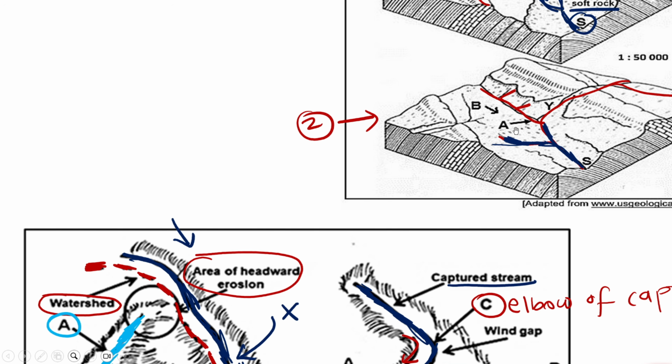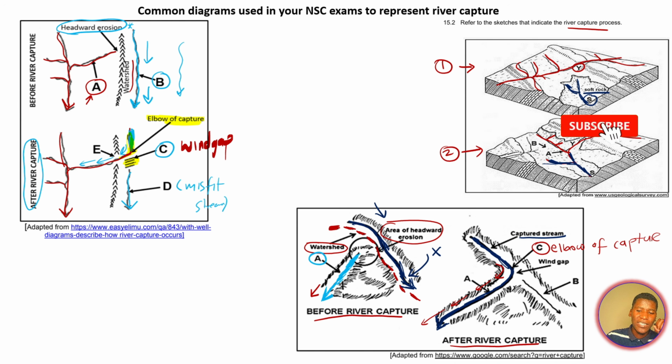And A will be the what? The elbow of capture, because that's where river capture has occurred. You can see that that's where Y changed its direction and started flowing towards S. And then B will be a wind gap because it's just the space here. And then here, this remaining portion will be our misfit stream, which is not labeled in this particular diagram. So this is one of the common diagrams that I found in your examinations.